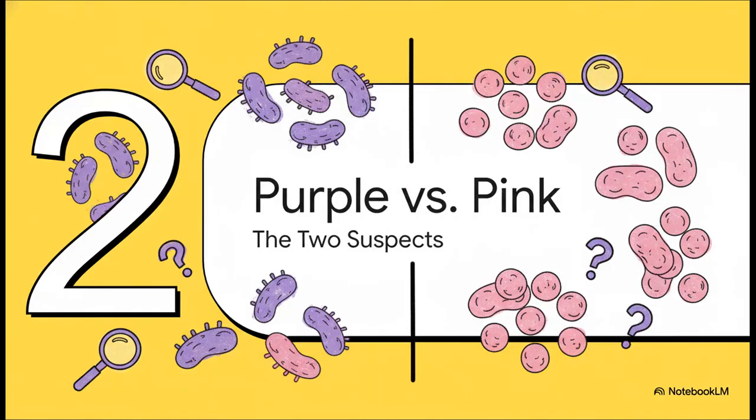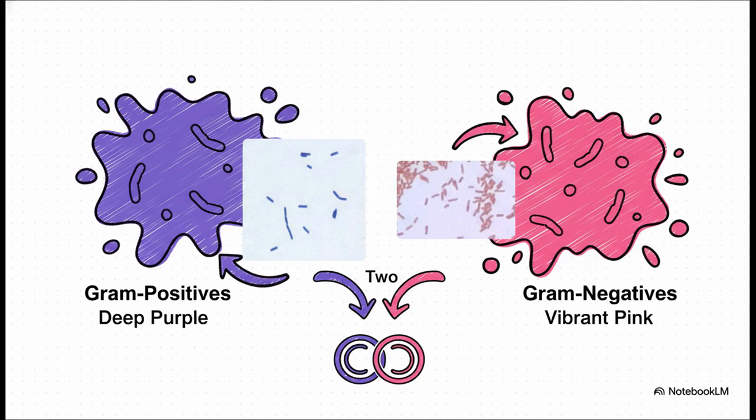And that little lab accident? It turned out to be one of the most important discoveries in the history of bacteriology. It created the very first major dividing line, like a police lineup, for identifying these invisible suspects. And here they are, the two gangs he basically identified. You've got your gram-positives, which hold onto that deep purple stain, and then you have the gram-negatives, which end up staining a bright, vibrant pink. Just like that, you've got two distinct groups sorted by nothing more than color.